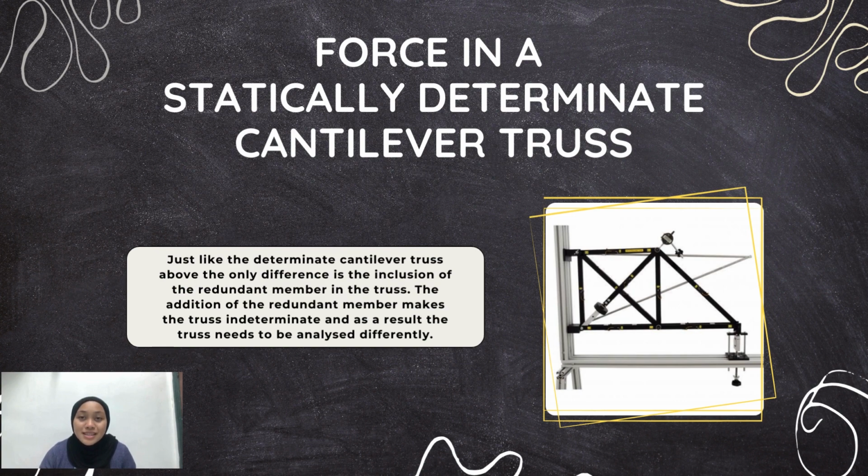A cantilever truss is just like the determinate cantilever truss above. The only difference is the inclusion of a redundant member in the truss. The addition of the redundant member makes the truss indeterminate, and as a result the truss needs to be analysed differently.